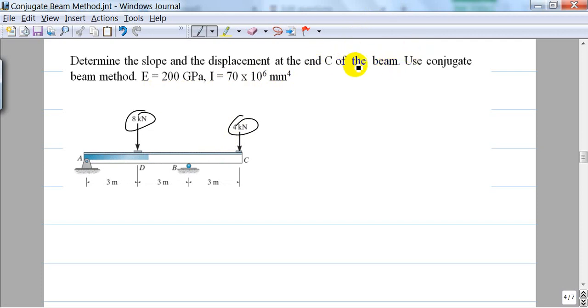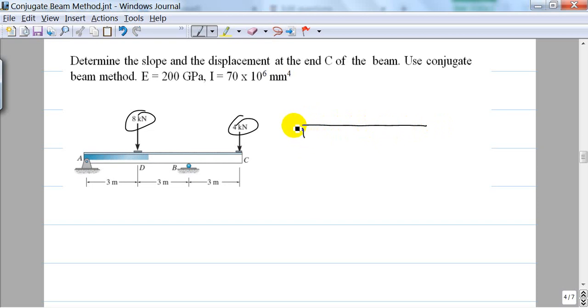plot a conjugate beam. Before plotting a conjugate beam, it is good if we can obtain the bending moment diagram for this beam. So let us work out how to do this one. So now let me plot this beam.